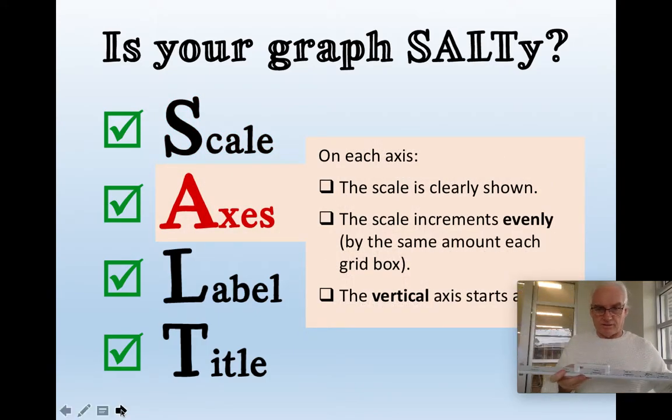For your axes, we must have a clear scale. Often I see students jump 10, 40, 70, 90, because they're the values that are on the table. But these values must be evenly spread in scale increments by the same amount on a grid box or an Excel spreadsheet.